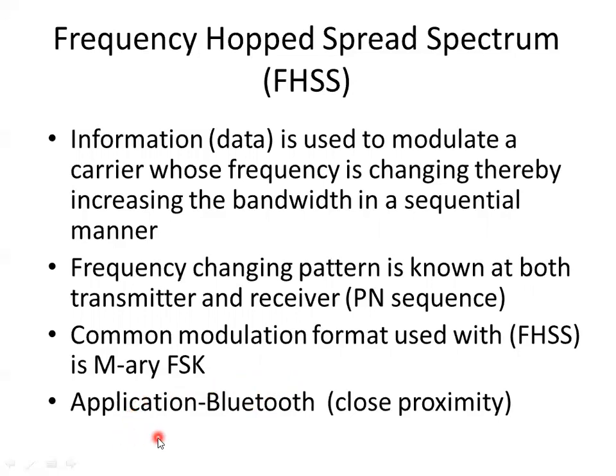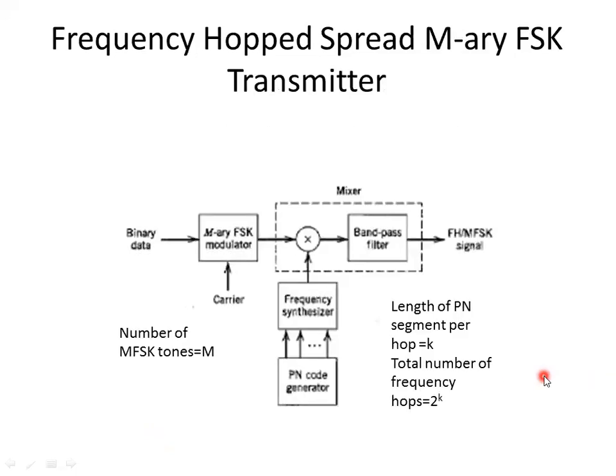One of the applications of frequency hop spread spectrum is in Bluetooth, which is used when the transmitter and receiver are in close proximity. This slide shows the transmitter part where we use the frequency hop spread spectrum along with M-ary FSK. So at the input, we have the binary data sequence.